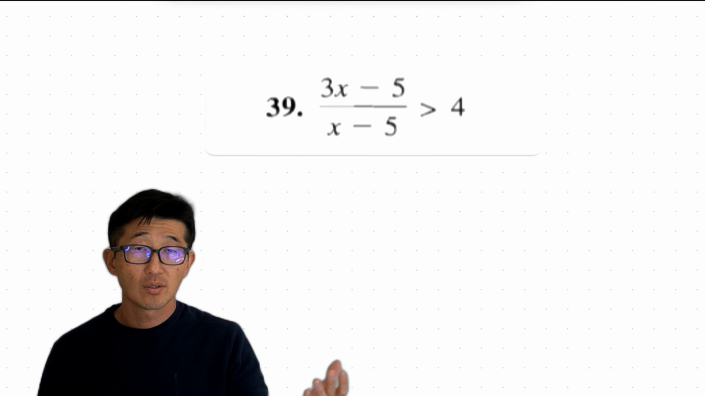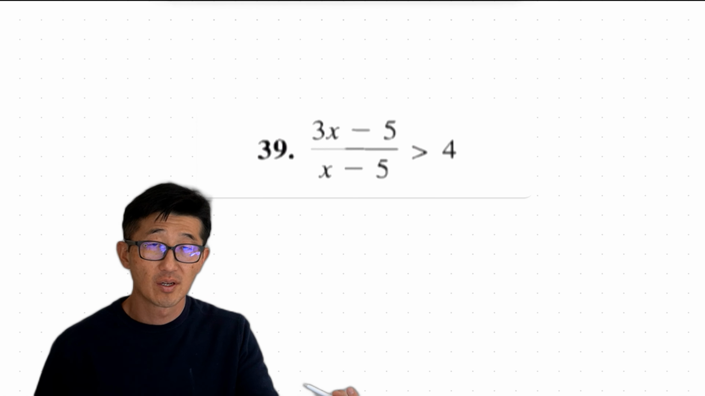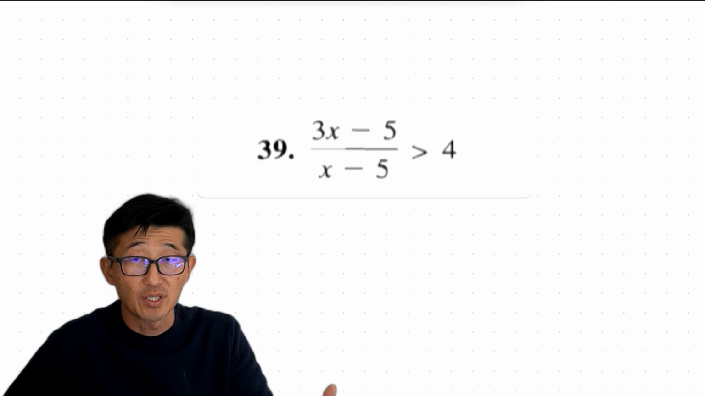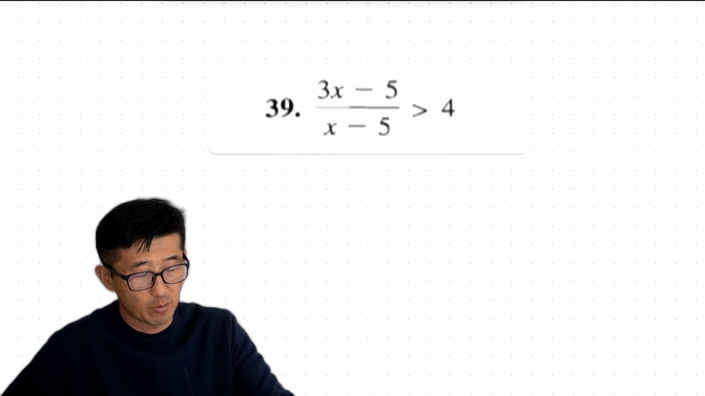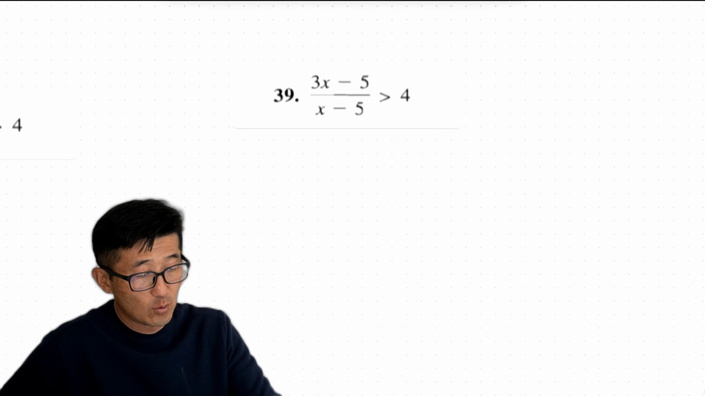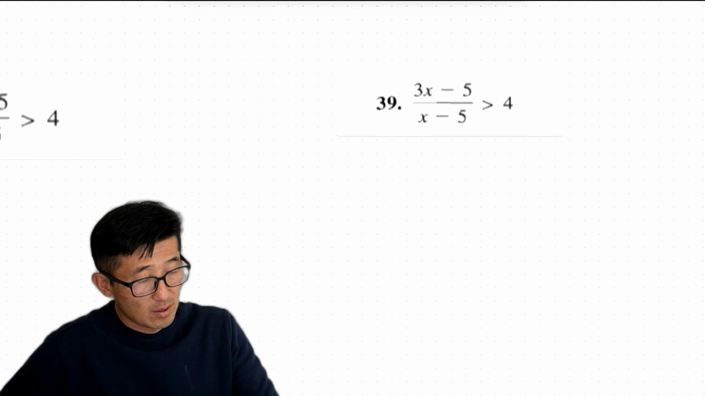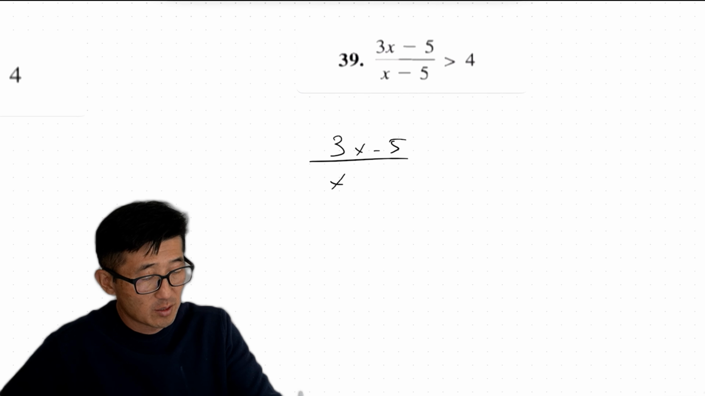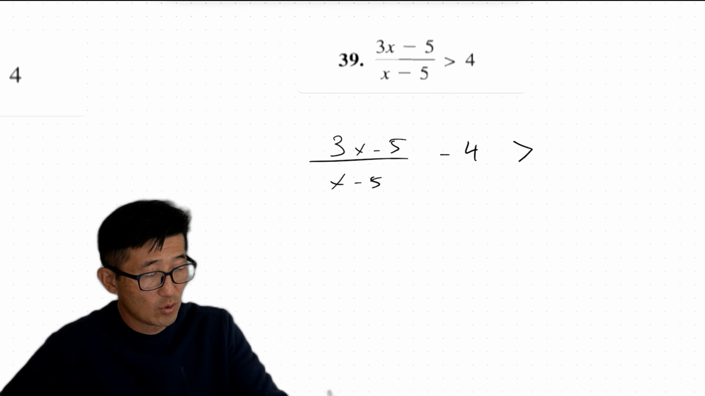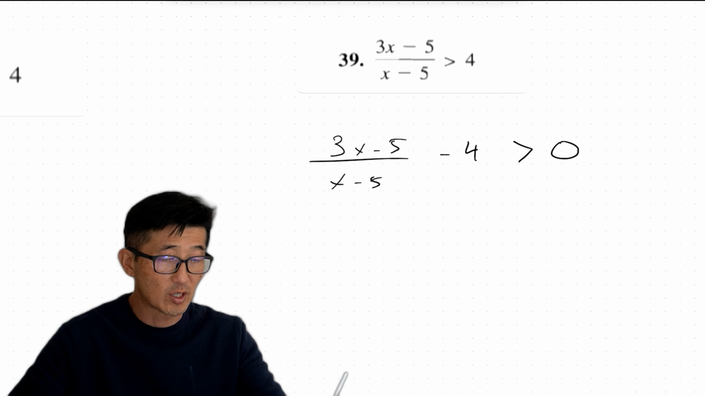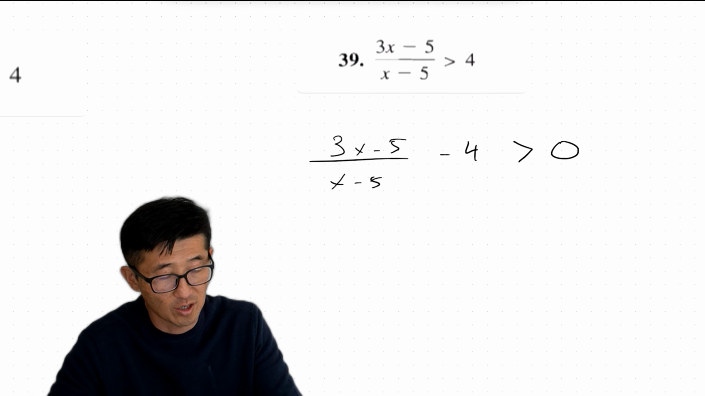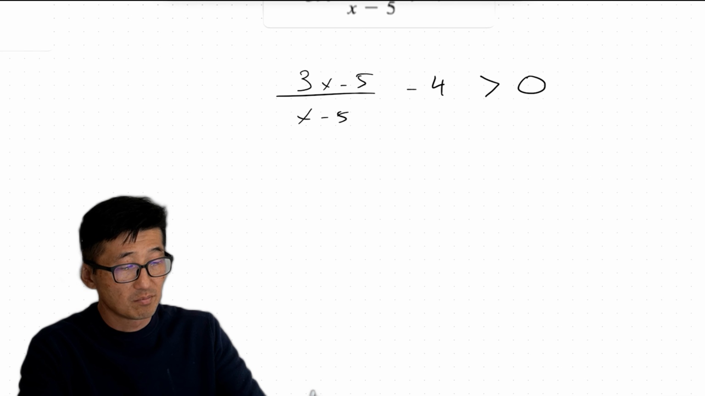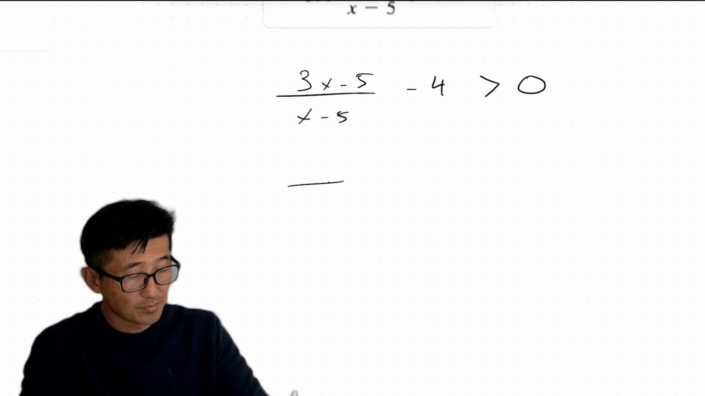Now this one has one fraction on one side, but a number on the other side. You want the other side to be 0. So you're going to first subtract 4 from both sides. So 3x plus 5 over x minus 5, let's subtract 4. Now everything is with respect to 0, which is much easier because you're either going to be positive or negative. What's your next step? Get a common denominator. Yeah, common denominator.